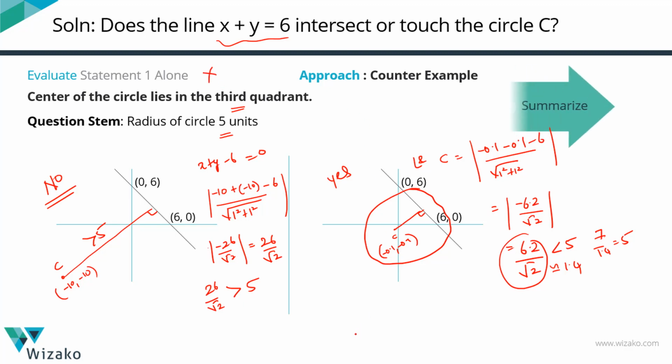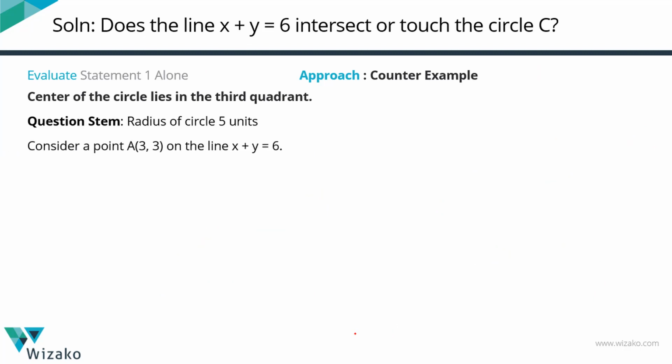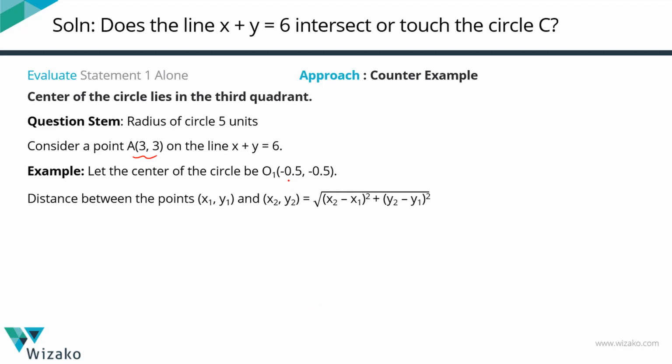Let's quickly summarize it in a printed form. I'm going to take a slightly different approach, just in case you did not want to use the perpendicular distance formula. I'm going to consider a point on the line. (3, 3) satisfies this equation. So (3, 3) is a point on the line. That's very sure. I'm going to pick the center of the circle to be something. There I took -0.1 and -0.1. I'm taking -0.5 and -0.5. It lies in the third quadrant.